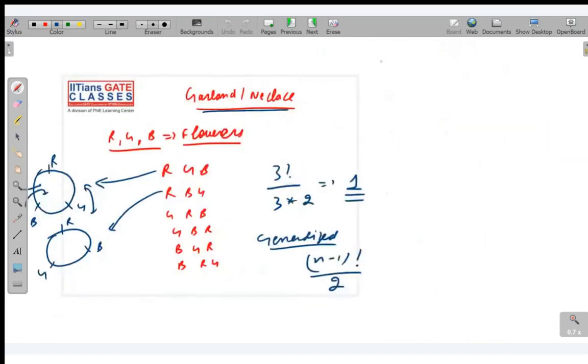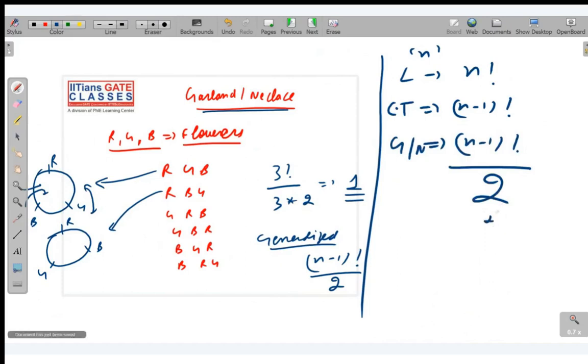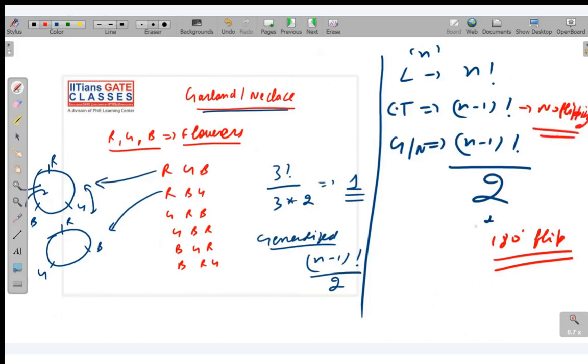Okay, so let me generalize the things. For linear arrangement, if we have n objects, n factorial ways. For the circular table problem, n minus 1 factorial. Why? With proof we already know. For the garland problem or necklace problem, we will say n minus 1 factorial divided by 2. Why divided by 2? Because of the 180 degree flip. 180 degree flipping is allowed, but here no flipping. You cannot flip the table, otherwise boys will fall down.